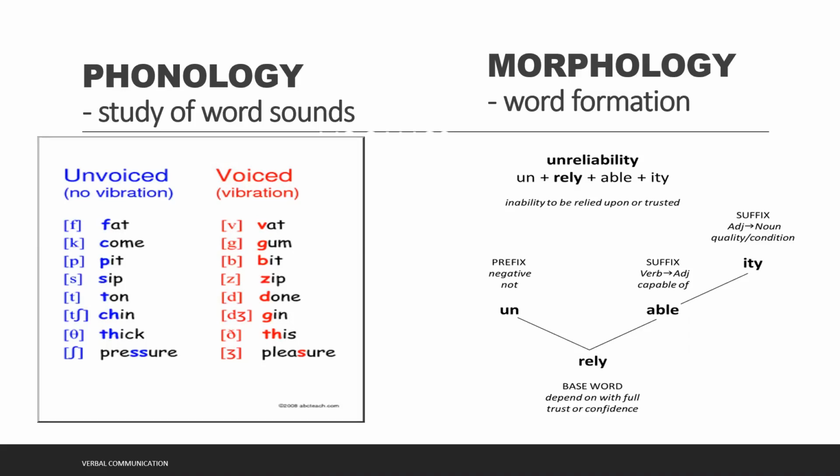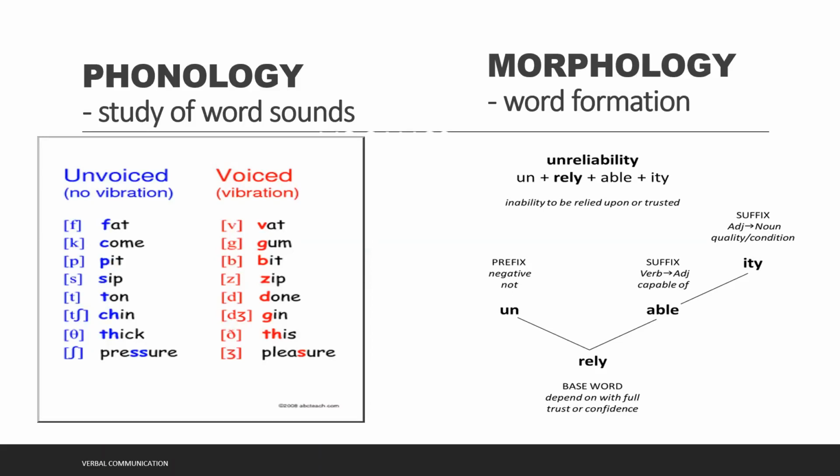For example, here, the word rely. The word rely is the base word, and there are 3 words that were connected to it. So from the word rely, we now have unreliability. Okay, again, morphology is the formation of words with one another to form a new word.